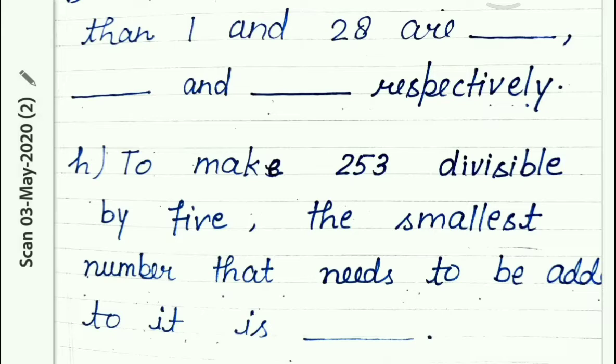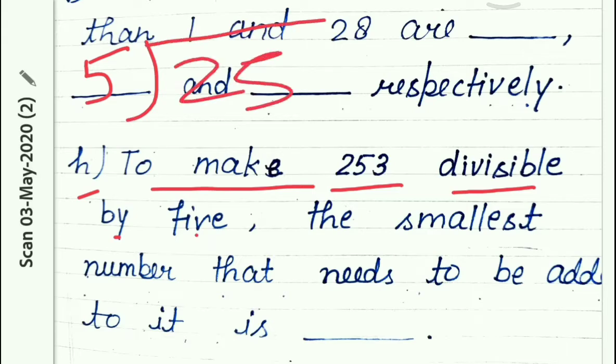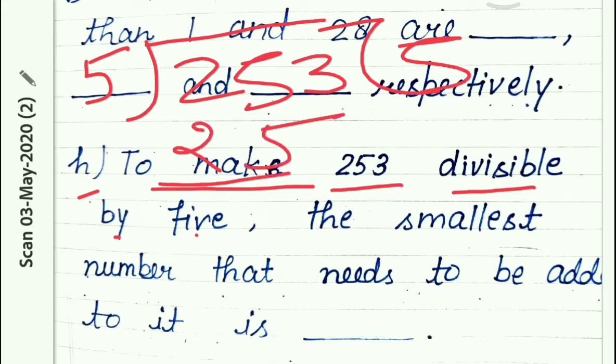Next, H part. To make 253 divisible by 5, the smallest number that needs to be added to it is... meaning which smallest number we have to add to this number so that it will be completely divisible by 5. So we can check here, divide it by 5. 253: 5 5s are 25, divisible. Now 3 is left here. 5 by 3 is not divisible. So if we add 1 here, 3 plus 1 is 4, but 5 by 4 is not divisible.